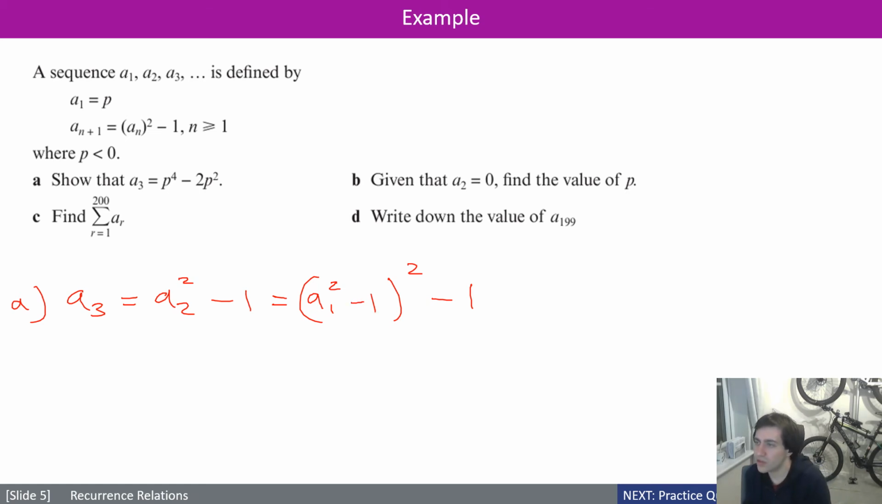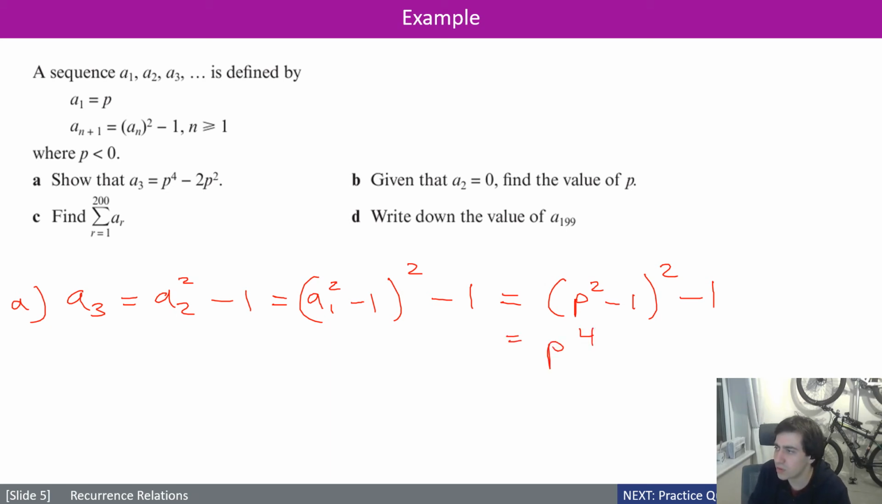Okay, so now I have that A3 is equal to (A1 squared minus 1) all squared minus 1. And I know what A1 is, right? It's P. So now we've used the recurrence relationship enough times that I can put in the initial values. And we get (P squared minus 1) all squared minus 1. Let's multiply that out. We get P to the 4 plus 1 minus 2P squared, and I've still got that minus 1 outside. The plus and minus 1 cancel. I get P to the 4 minus 2P squared. And that's what I wanted.